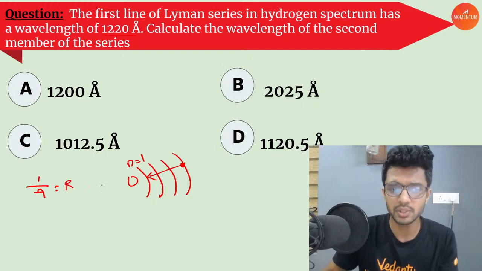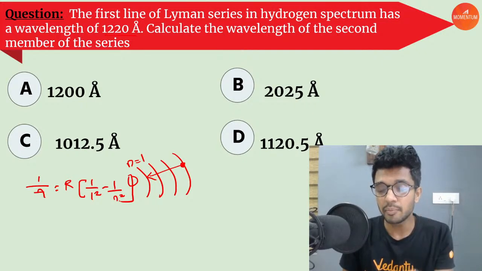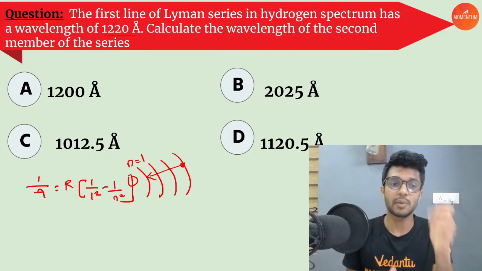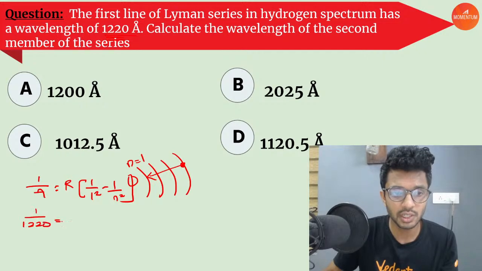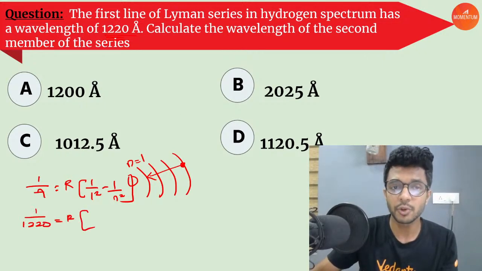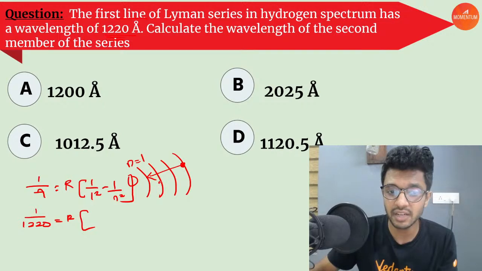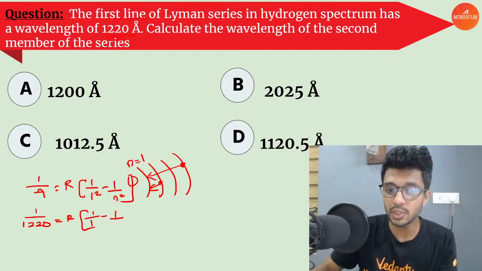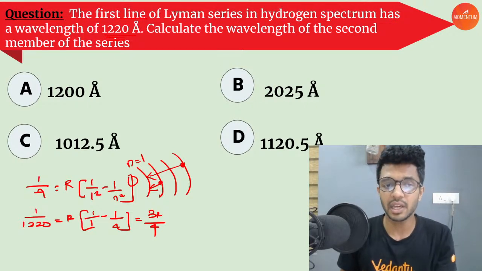That is 1 by lambda equal to R, the Rydberg constant, into 1 by 1 square minus 1 by n square. So n corresponds to the number of the orbit from which the electron is jumping. The wavelength value is given as 1 by 1220 for the first line of Lyman series. So what is this first line of Lyman series? It happens whenever the electron jumps from n equal to 2 to n equal to 1, which means 1 by 1 square minus 1 by 4, which is equal to 3R by 4. So we got the first formula: 3R by 4 is equal to 1 divided by 1220.